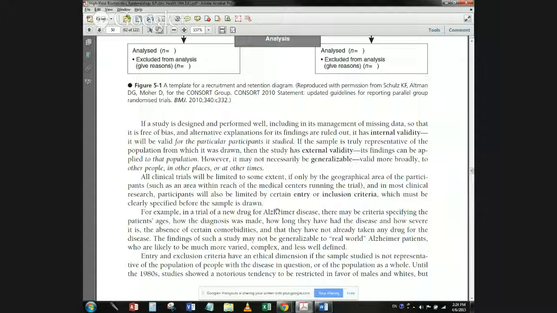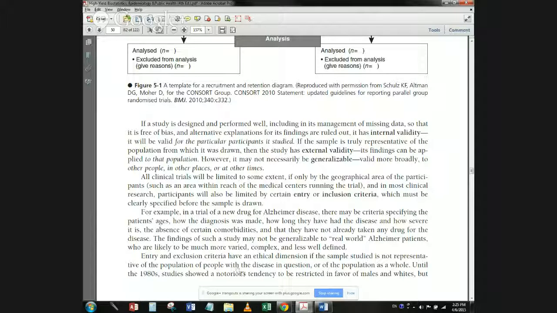All clinical trials will be limited to some extent, if only by the geographical area of the participants, such as an area within reach of the medical centers running the trial. And in most clinical research, participants will also be limited by certain entry or inclusion criteria, which must be clearly specified before the sample is drawn. For example, in a trial of a new drug for Alzheimer's disease, there may be criteria specifying patients' ages, how the diagnosis was made, how long they have had the disease, and how severe it is, the absence of certain comorbidities, and that they have not already taken any drug for the disease. The findings of such a study may not be generalizable to the real world Alzheimer patient, who is likely to be much more varied, complex, and less well defined.